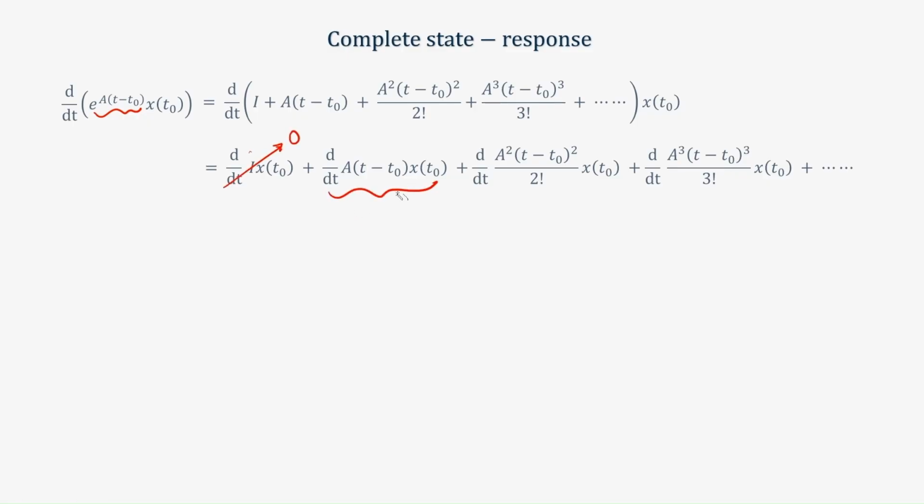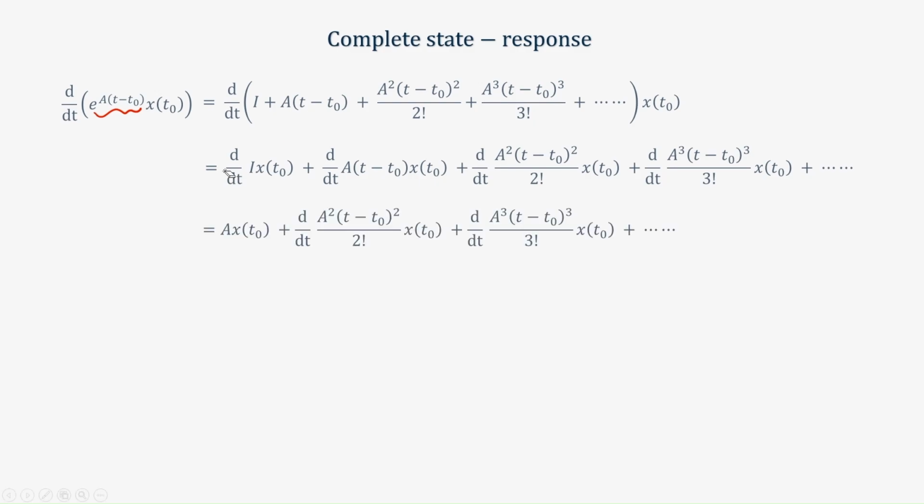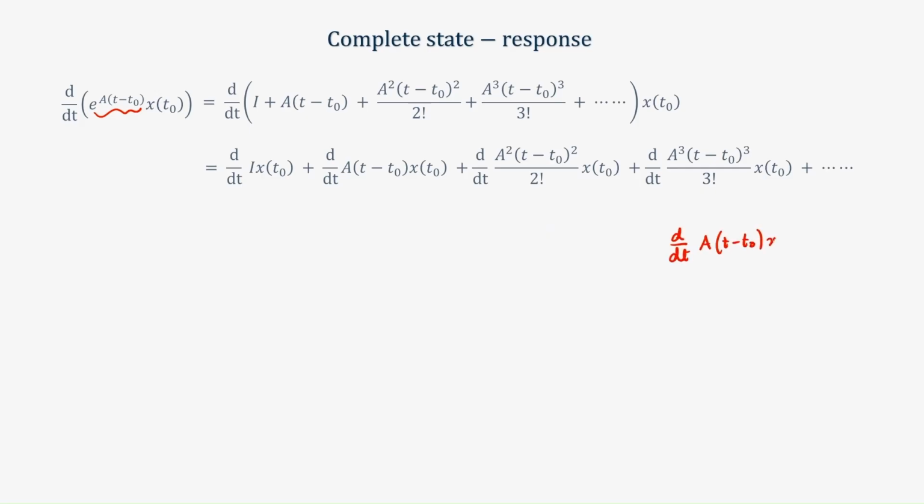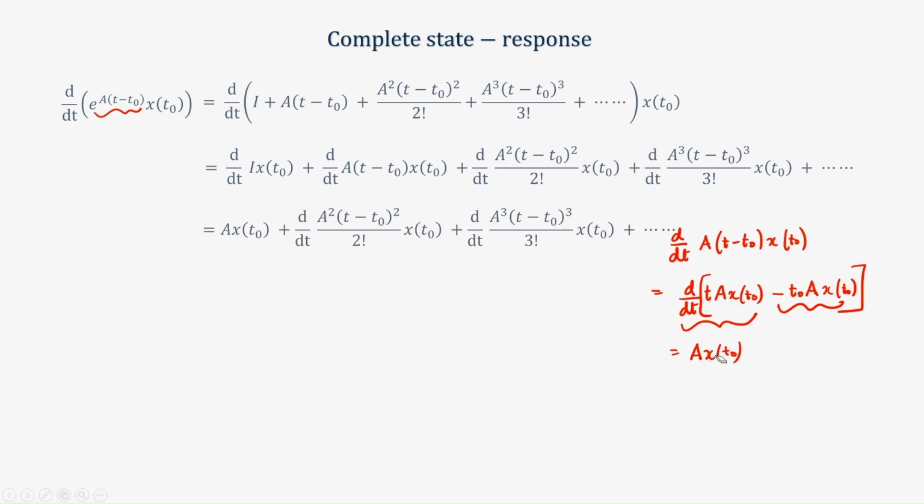Now, comes this part. What will be the d/dt of this expression? What is d/dt of A(t minus t naught) x(t naught)? You can see that this can be written as d/dt of A x(t naught) t plus or minus t naught A x(t naught). Now, this part is a constant. So, d/dt of that part will go to 0, whereas the d/dt of this part will be equal to A x(t naught), and that is what is being written here. Okay.